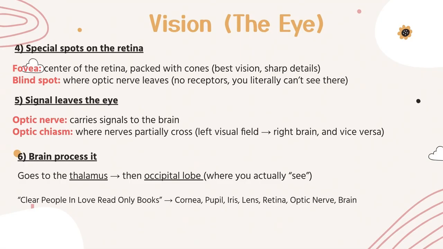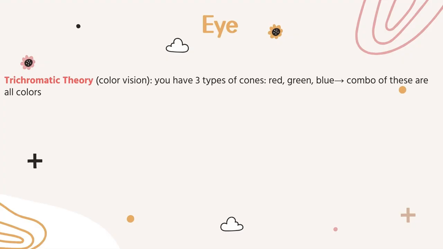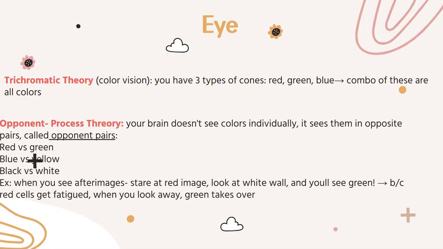So the eye. The trichromatic theory is about color vision. You have 3 types of cones: red, green, and blue, and a combination of these colors makes all colors. The opponent process theory is that your brain doesn't see colors individually, it sees them in opposite pairs, called opponent pairs. This helps you produce and see afterimages, like when you stare at an image and look away, you still see that image.